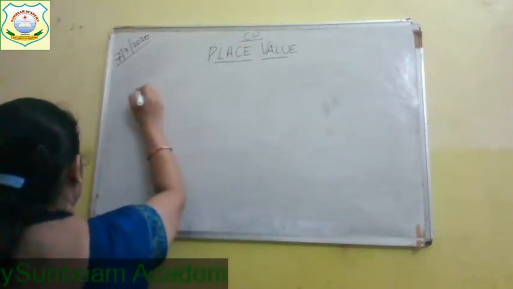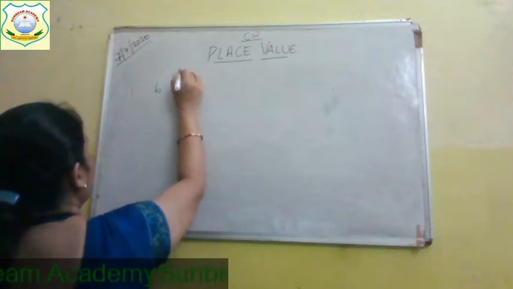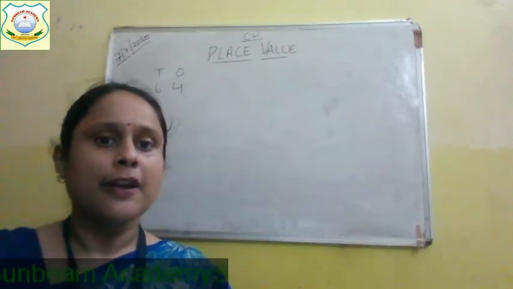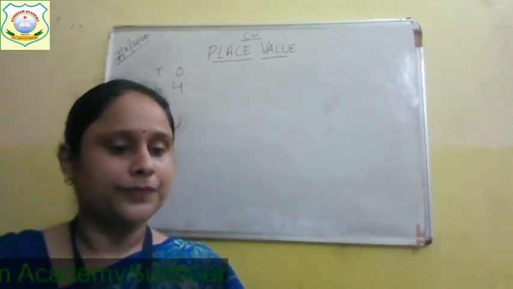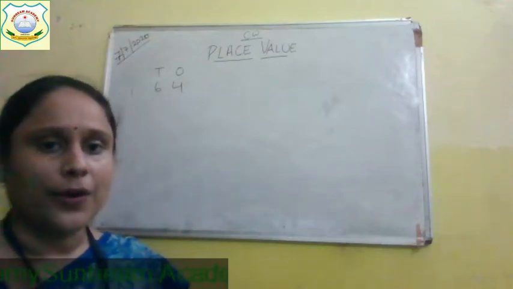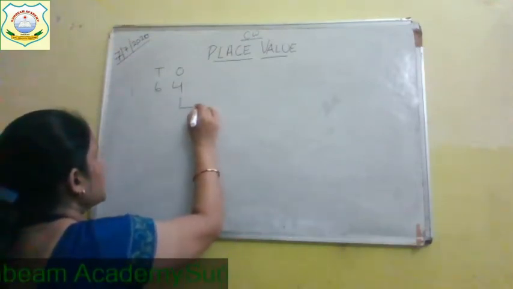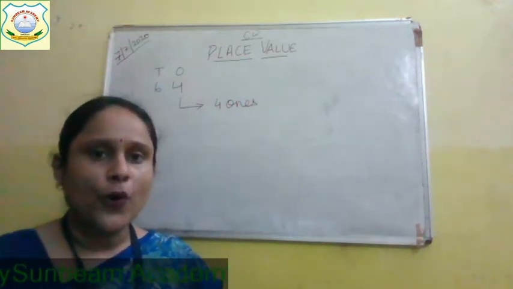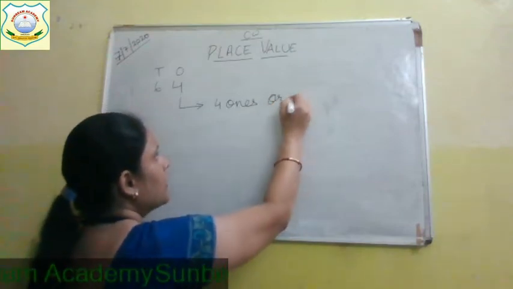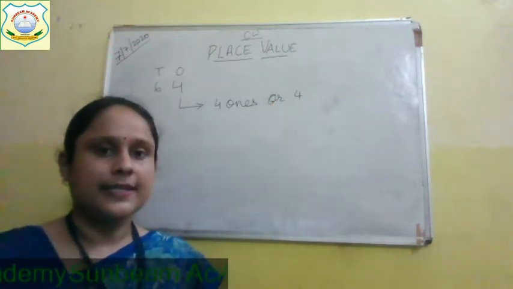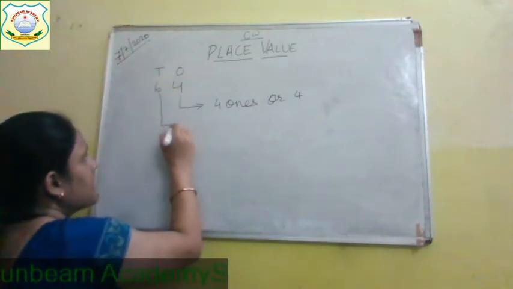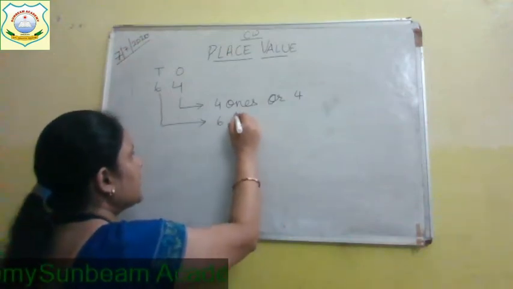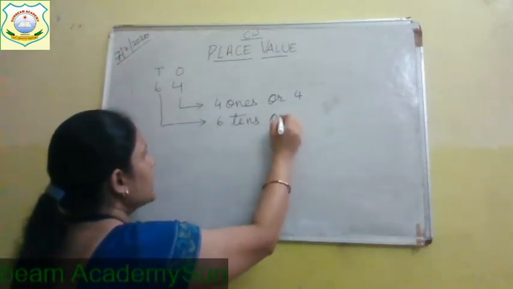First question given to you is 64. Now, what is the place of this 4? 4 is in ones place. So what is the place value of this 4? 4 ones or 4. 6 is in tens place. So what is the place value of this 6? 6 tens or 60.